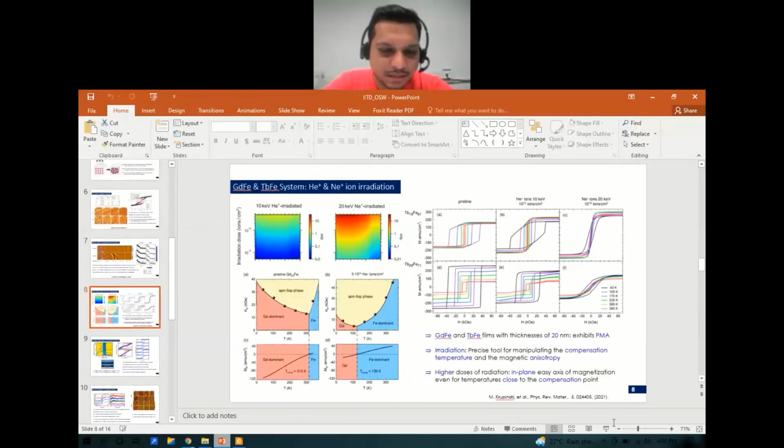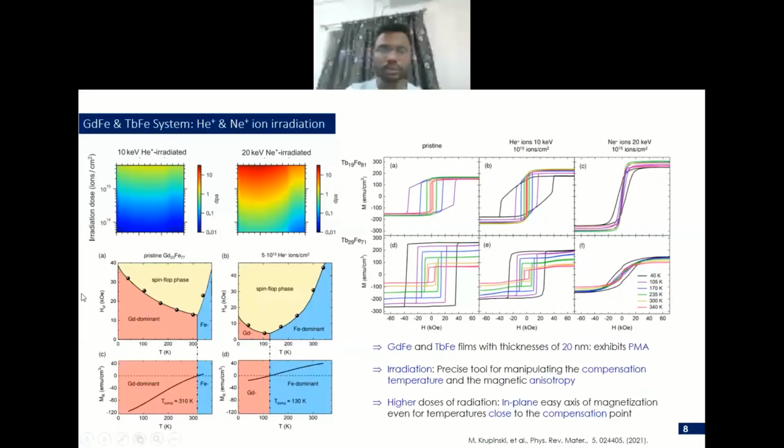Let me go to that slide. This is a paper published in 2021. The compensation temperature changes when you tune the ion fluence. So your question is how much is happening in my case, right? For the time being I didn't observe it; it is in the plan.